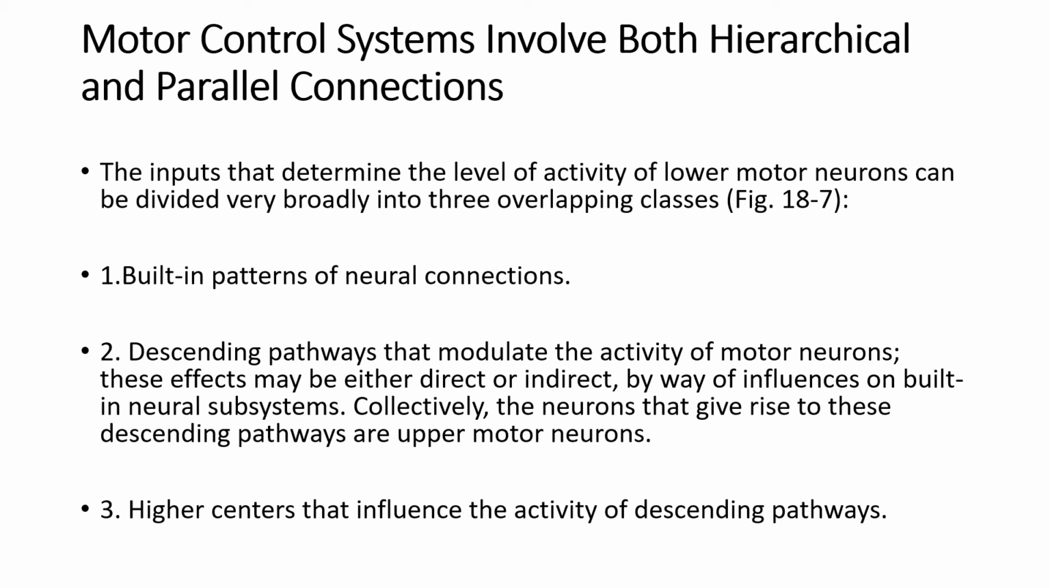Motor control systems involve both hierarchical and parallel connections. The inputs that determine the level of activity of lower motor neurons can be divided very broadly into three overlapping classes. One, built-in patterns of neuronal connections. Two, descending pathways that modulate the activity of motor neurons. Three, higher centers that influence the activity of descending pathways.